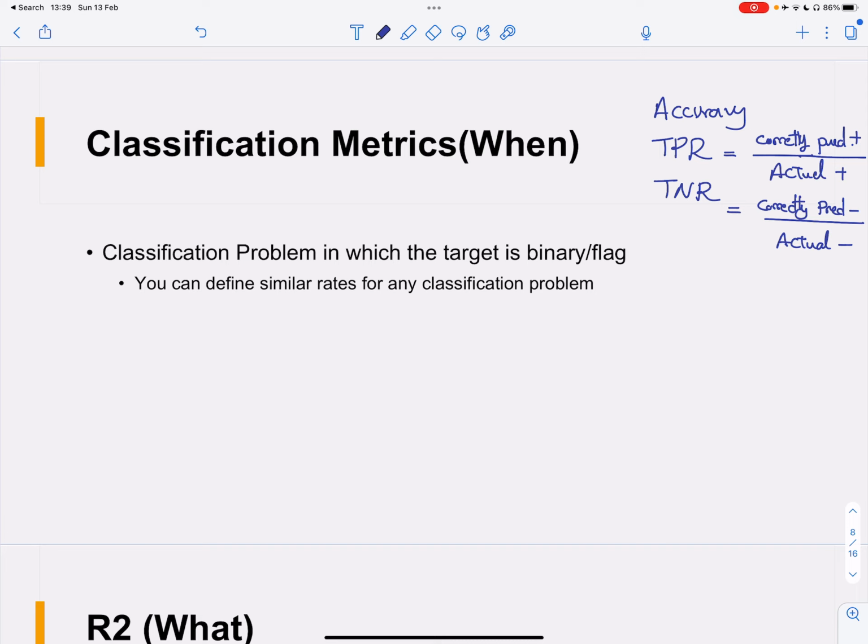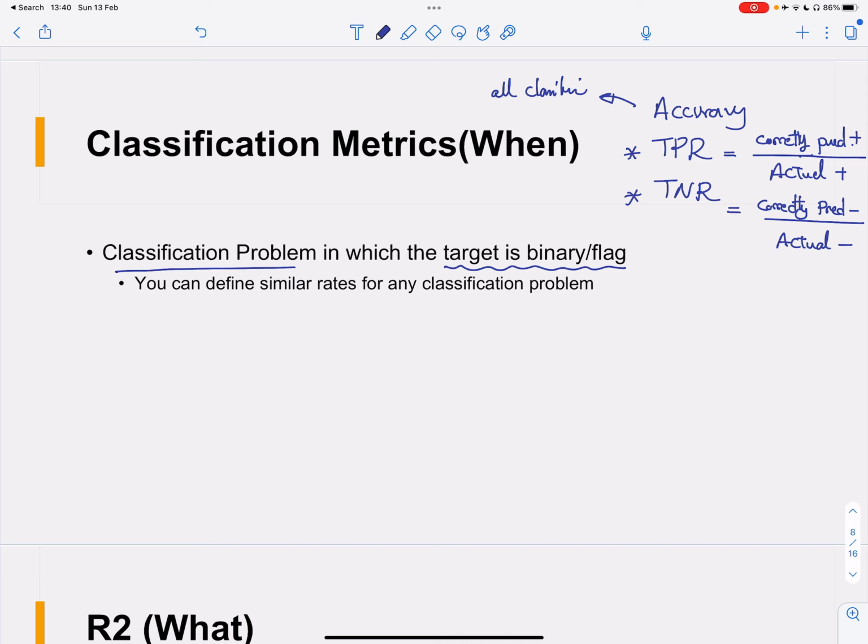Well, the first thing is these two are for one specific type of classification problem. The classification problem when the target is binary or flag. So accuracy is for all classification problems. But true positive rate and true negative rate, you have to adjust the definitions of positive and negative in order to deal with multi-level classification problems, the problems that don't have just a positive and negative. Okay, in that case, you have to change the problem.